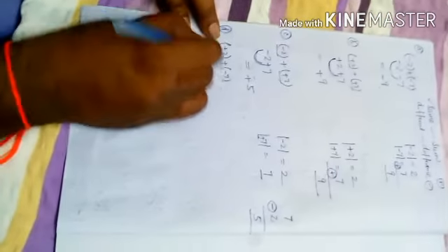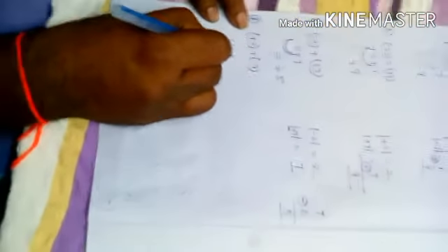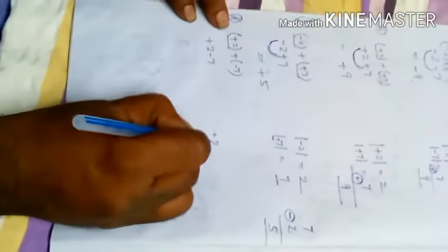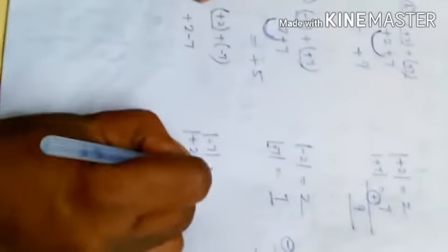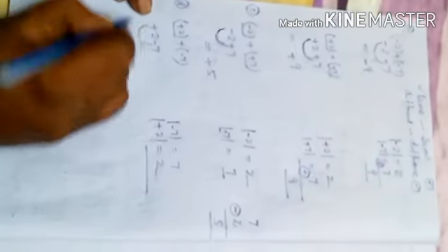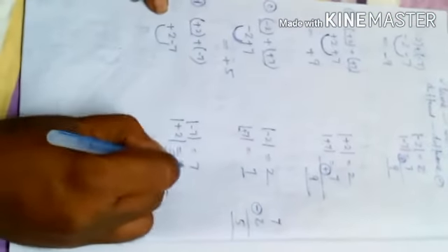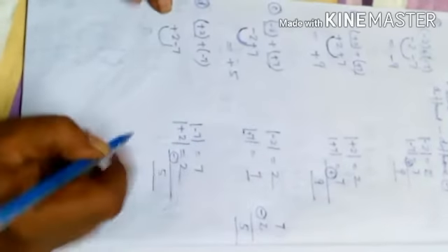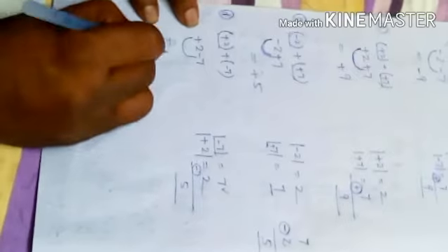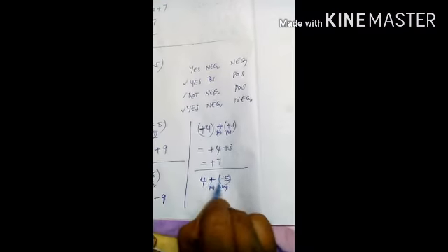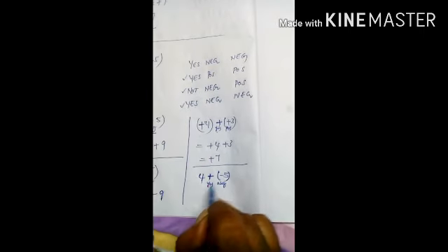Again, they may ask like this: plus 2 minus 7. The absolute value of positive 2 is equal to 2. The absolute value of negative 7 is equal to 7. I am doing subtraction because different signs, difference. Subtraction: 7 minus 2 is equal to 5. In this the big number is 7. For that the sign is minus. That's why minus 5.